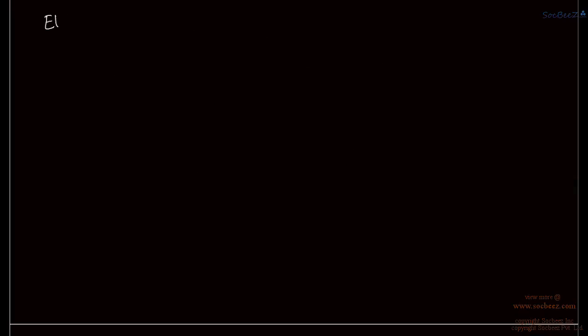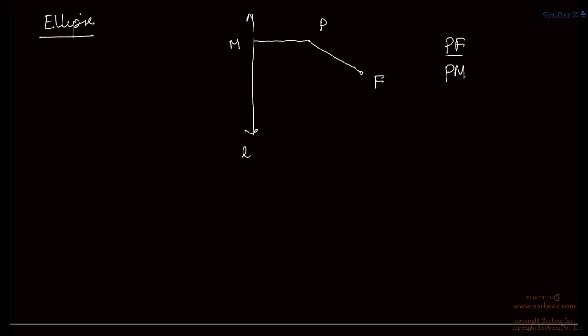So now moving towards ellipse. Ellipse is also the locus of a point where there is a fixed point called focus and a fixed line called directrix, such that the moving point P maintains a constant ratio from a fixed point and from a fixed line, right? So here PF upon PM is equal to e, such that e is less than 1. So the locus we get is an ellipse.